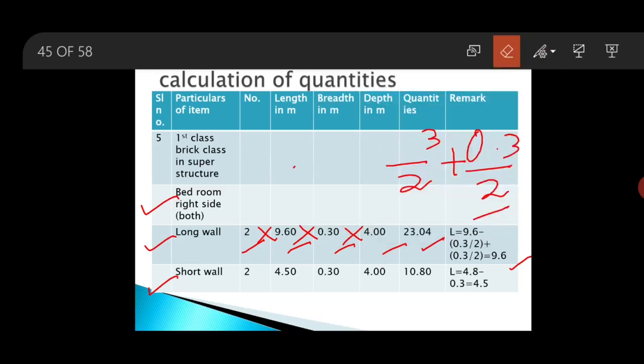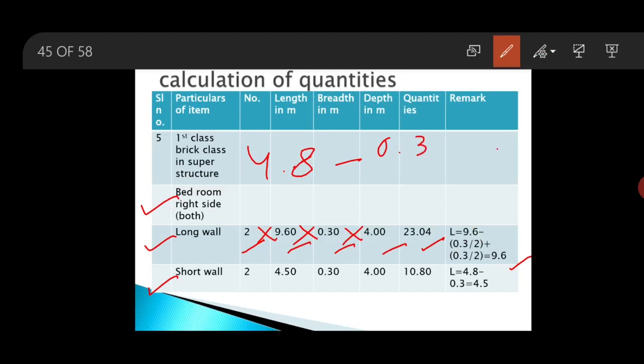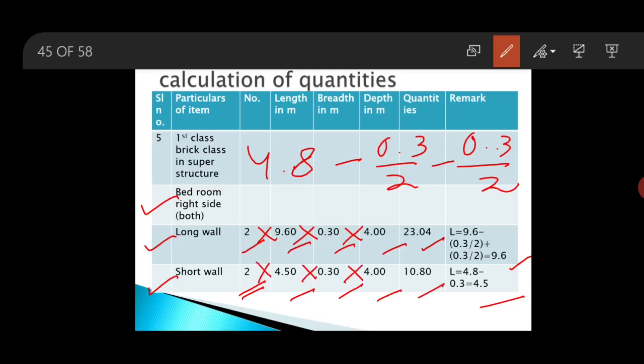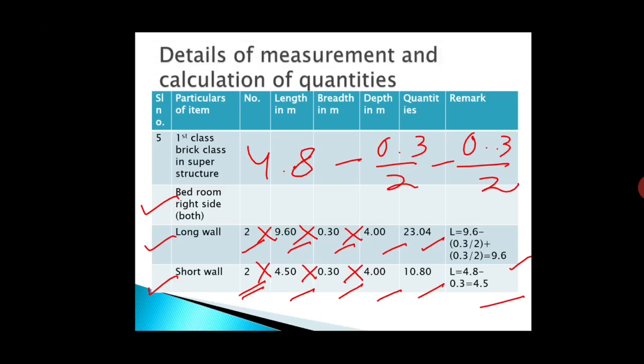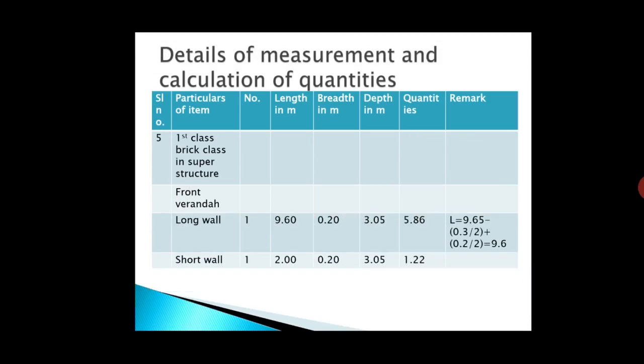So for the short wall, see, the center to center length is given as 4.8. So from 4.8, we will subtract half of the width of the brickwork in superstructure from both the sides. So this will give you the length as 4.5. Number of short wall is 2. So length is 4.5, width is 0.3 and height is 4. By multiplying all these, we will get the quantity as 10.80 cubic meter. So with this, the second part is also over. Then we will go for calculation of front veranda.